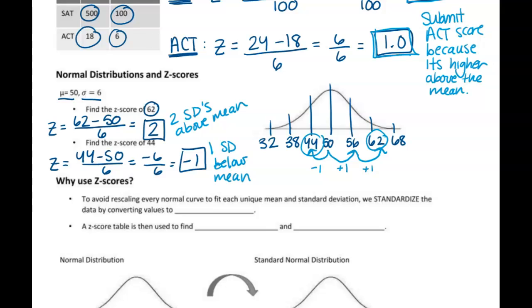So why use z-scores? Why do we even care? We use z-scores to avoid rescaling each normal curve to fit each unique mean and standard deviation. So we're standardizing the data by converting values to z-scores. And then you use a z-score table to find percentages and percentiles.